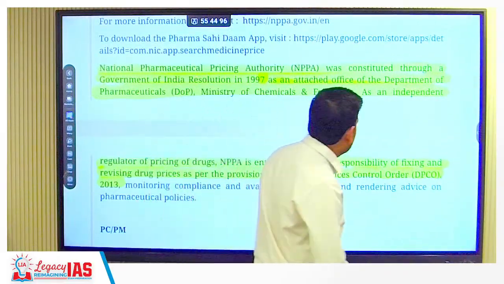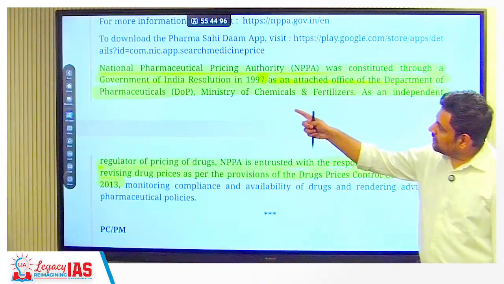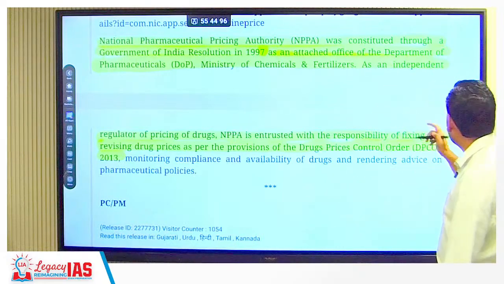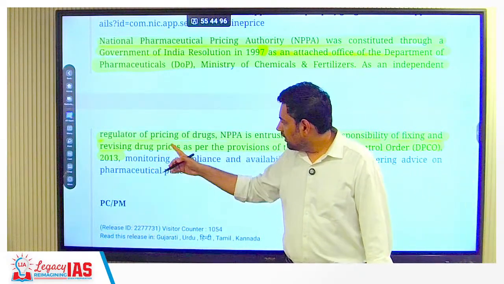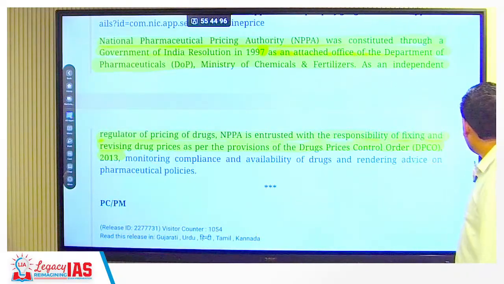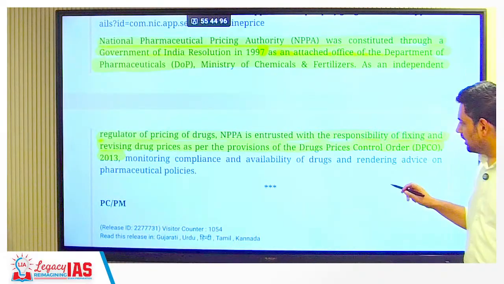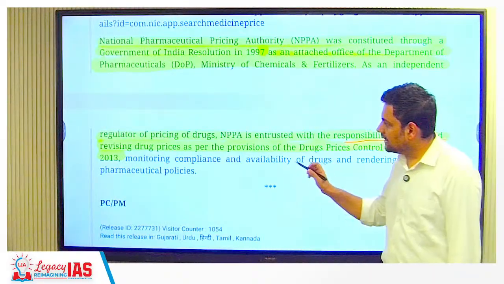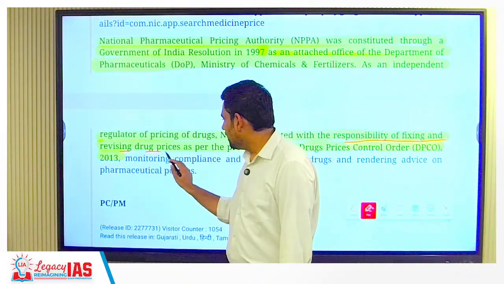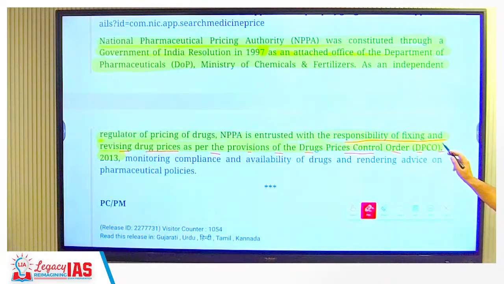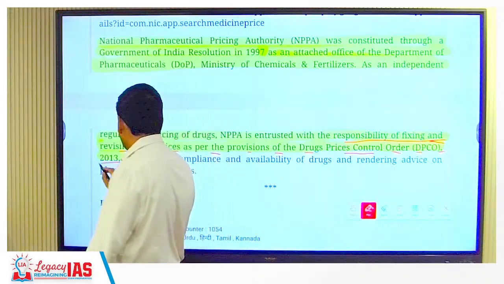Yeah, now it's fine. So by a resolution in 1997, the ministry and all, you understood. Now what is this? This is an independent regulator of pricing of drugs. Then responsibility of fixing. Now see this term. This is again one thing that we have to understand. So it has been entrusted with the responsibility of fixing and revising drug prices as per the provisions of the Drugs Prices Control Order. So this is DPCO 2013.